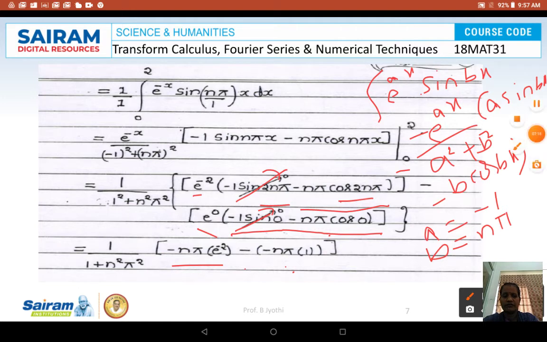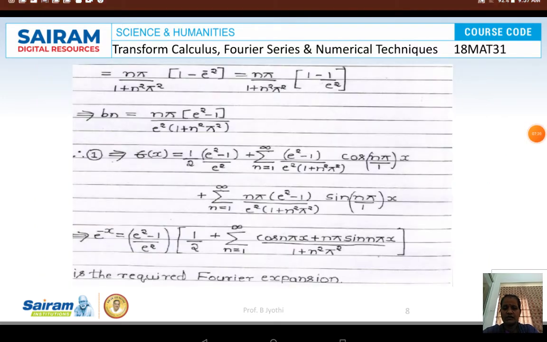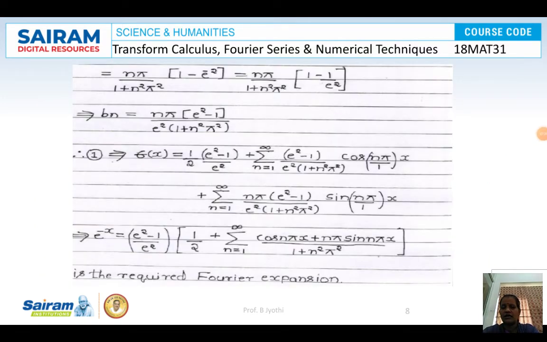So let us simplify this, and nπ divided by (1 + n²π²) into (1 minus e to the power of minus 2), or nπ divided by (1 + n²π²) into (1 minus 1 by e²). This on simplification and taking the LCM, we get (e² − 1) divided by e² into nπ by (1 + n²π²).